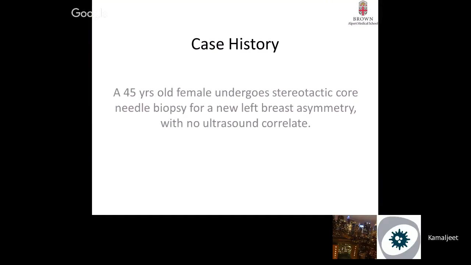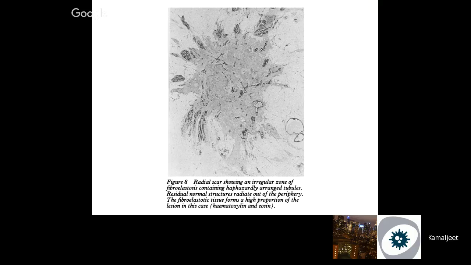Next, I just gave you a little bit of history: a 45-year-old with asymmetry with no ultrasound correlate. Whenever there is a question of asymmetry, if you're in an exam, I'd think of a radial scar or a lobular neoplasia or invasive lobular carcinoma. Those are the two things that will come to my mind. And this is a black and white picture. I like this picture, so I have to put it.